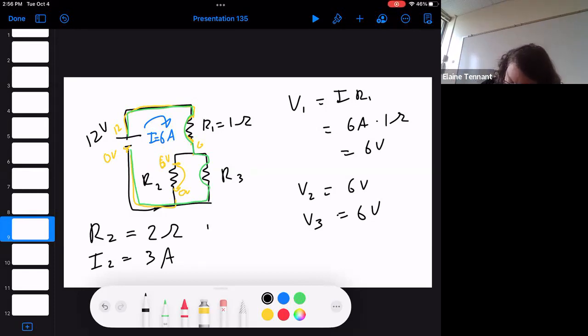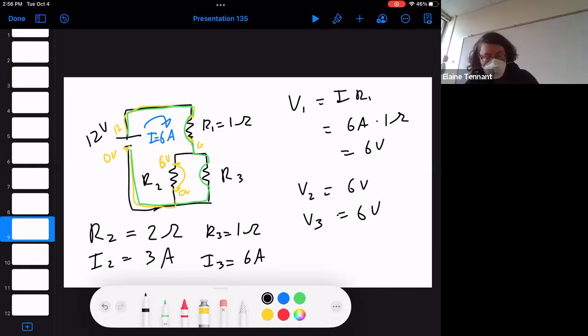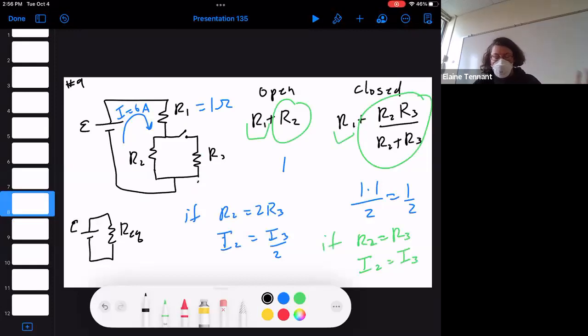Okay. And let's set R3 to half of that. So R3 is 1 ohm. Now what's the current through R3? 6 amps. Okay. Excellent. This is what I wanted to see. And so just what you guys predicted, if R2 is double R3, I2 will be half of I3.